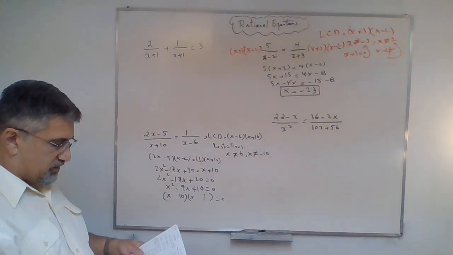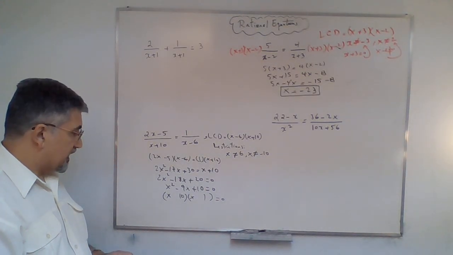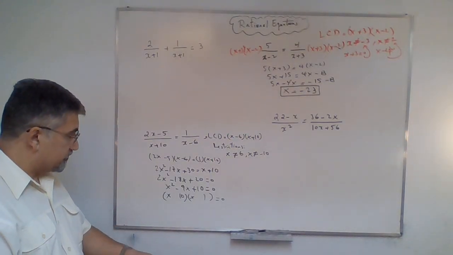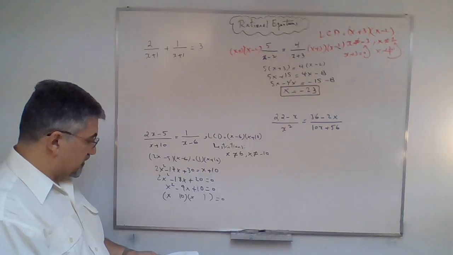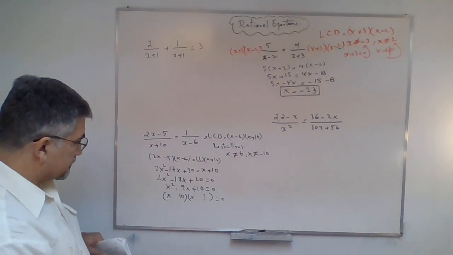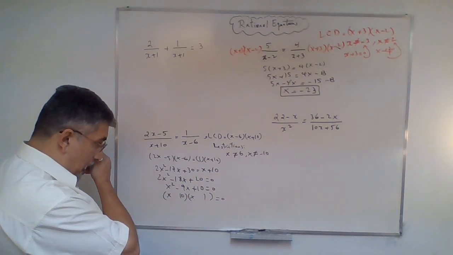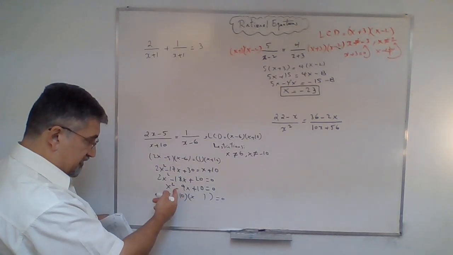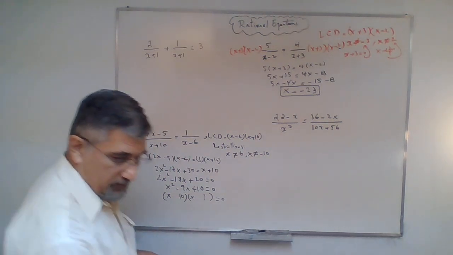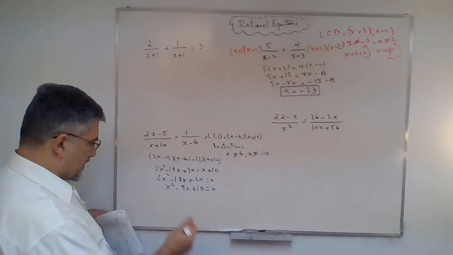Now, I don't think we can factor this because we need to find two numbers that add up to negative 9, and their product is actually 10. But I don't think we can do that, can we? So x squared minus 9x plus 10 equals 0. Two numbers that add up to negative 9, but the product is 10. So I don't think we can factor it. So if we can't factor it, then we are going to use quadratic formula.